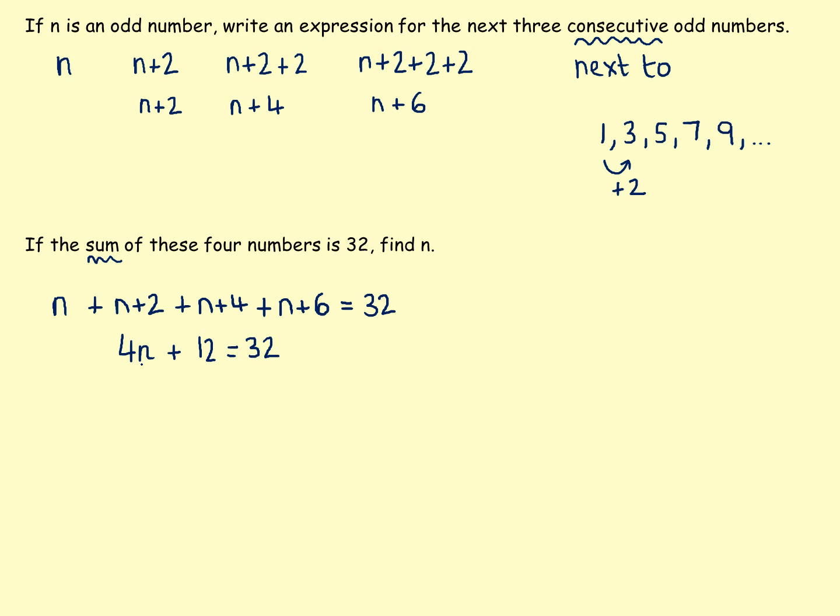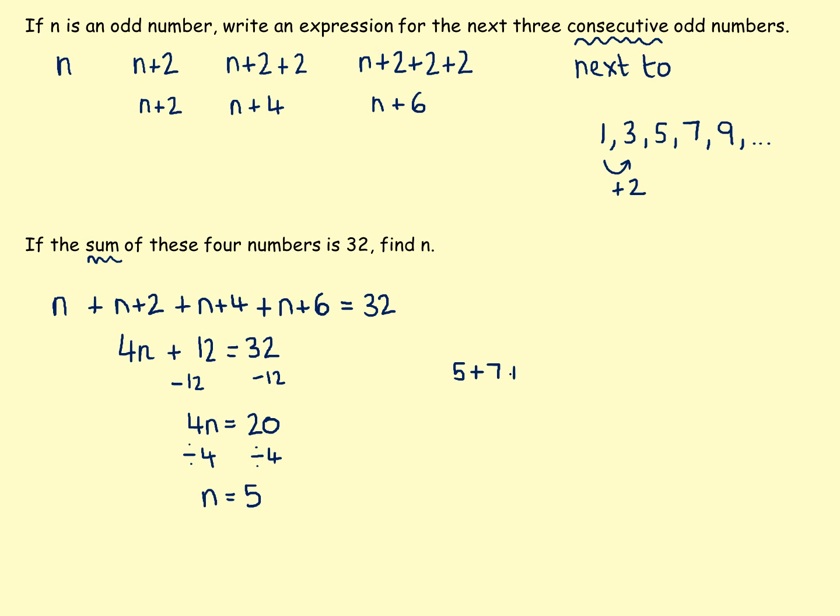So we need to reverse what we've done to n. So first of all, subtract 12 from both sides. So 4n is going to be 20. Now divide both sides by 4 to find out what n on its own is. And n is 5.